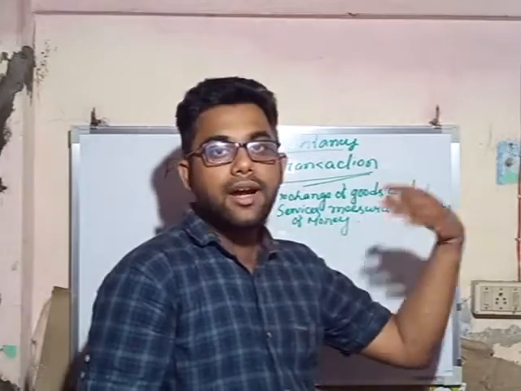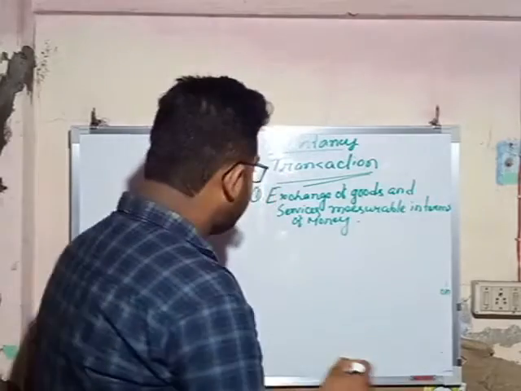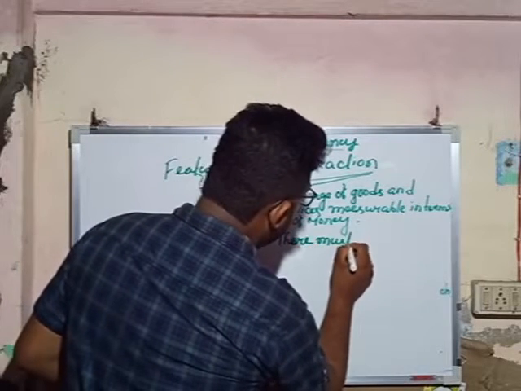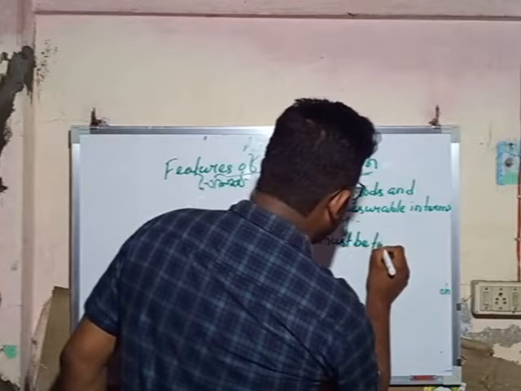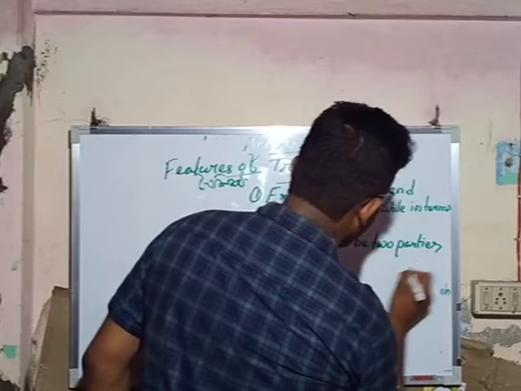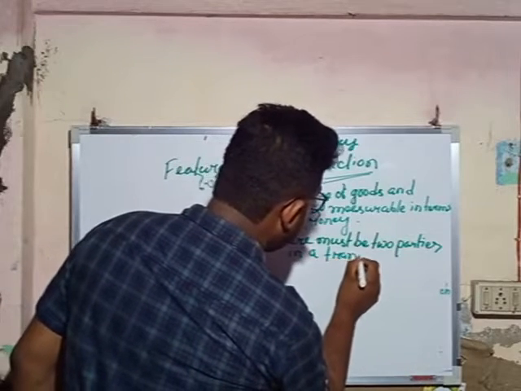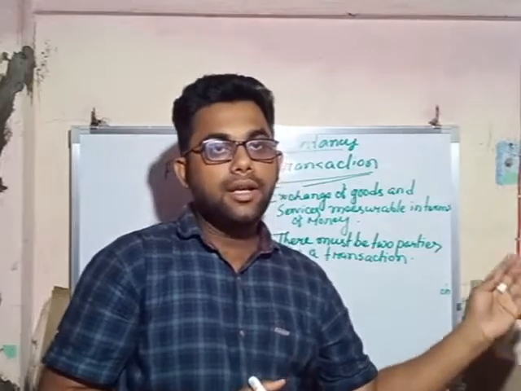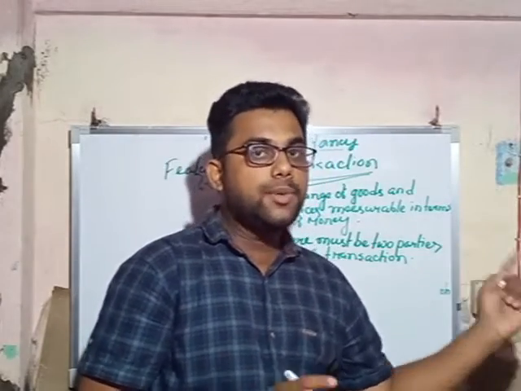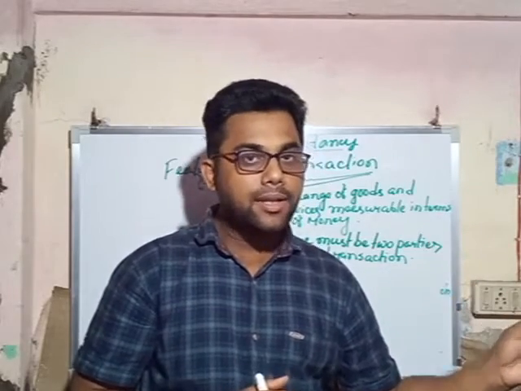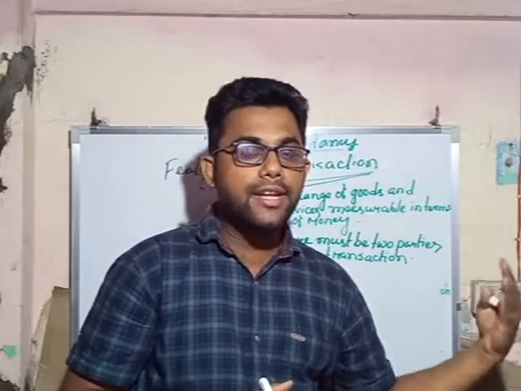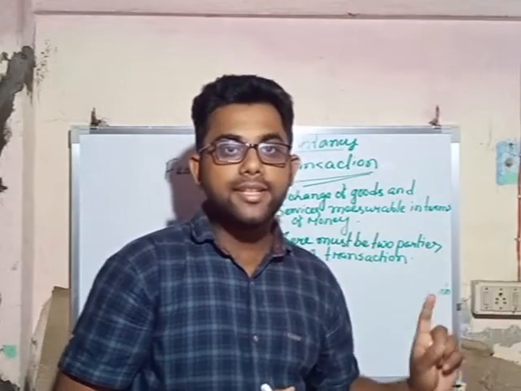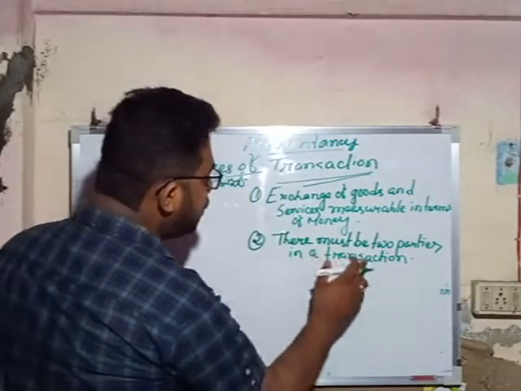Then what are the other features of transaction? So the second feature is that there must be two parties in a transaction. It is another important feature of transaction, because if there is no other party, then there is no exchange of goods and services. A single party will not be able to do any transaction, because there is only one party. A person alone cannot do any transaction, there must be two parties. So the second feature is that there must be two parties in a transaction.